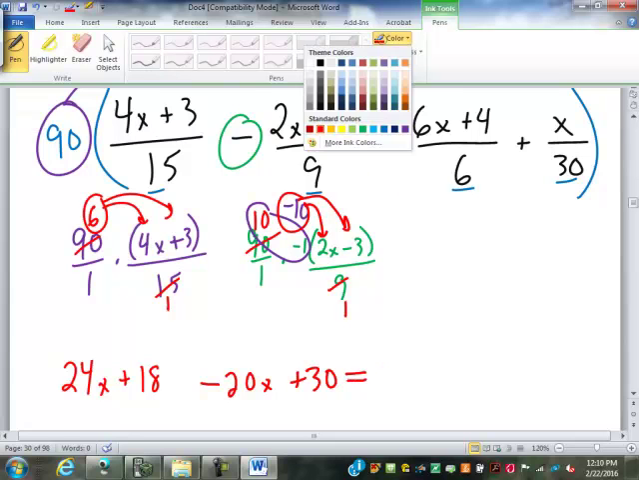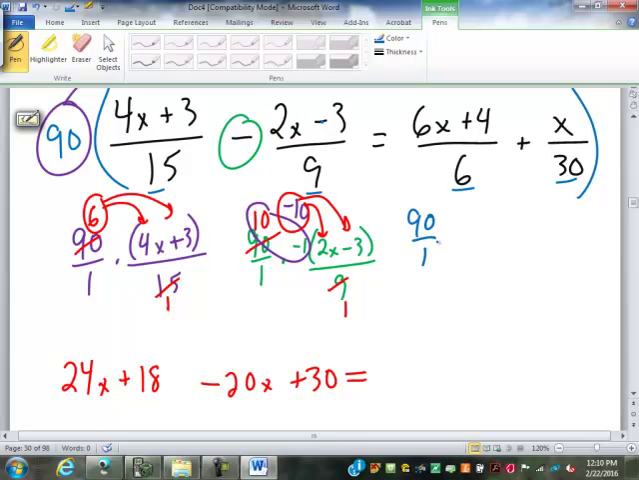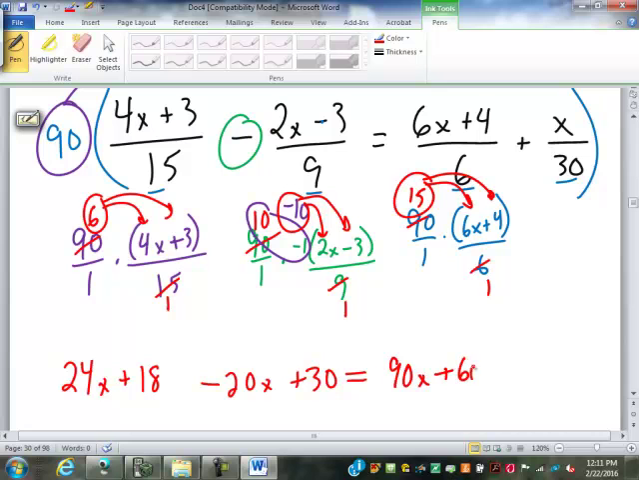Equals, but we still have to multiply by the 90 on the other side. So 90 over 1 times 6x plus 4 over 6. And again, we cross cancel. The 6 and the 90, both divisible by 6, give me 1 and 15. So 15 times 6x is 90x. 15 times 4 is positive 60. And finally, 90 over 1 times x over 30. Cross cancel the 30 and the 90 to get 1 and 3, so that is just a 3x.